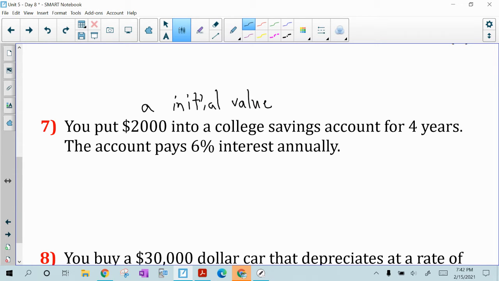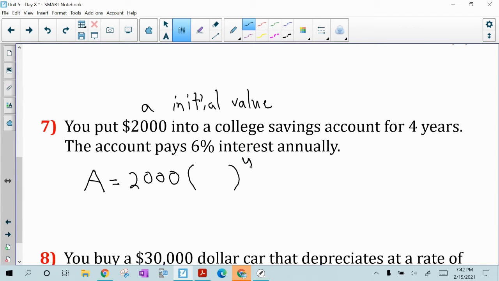There you go. And it's going into a college savings account for 4 years. The account is going to pay 6% interest annually. So if I was going to turn this into an equation, I would say the amount of money in my interest-bearing account. Now, technically, I could do y and x, but it's not interesting to do it that way. Let's say I've got $2,000 to start with, and it is going to pay 6% annually.